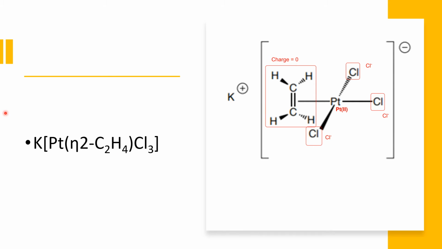So if you were just going to name the coordination complex based on just the formula, then you would know that the cation is potassium, and platinum, which is platinate, is the anion, and you would start with potassium trichloro(η2-ethylene)platinate with an oxidation state of 2, and here is the structure.